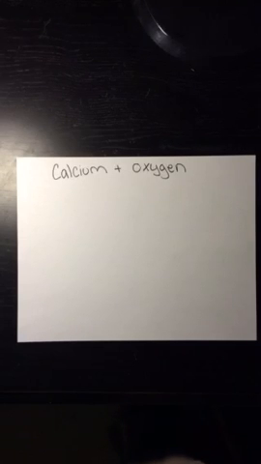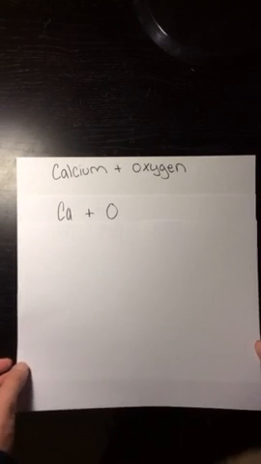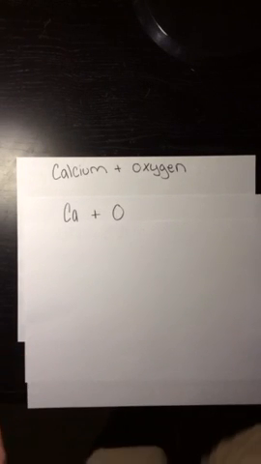So this is how we're going to solve and balance a prediction equation in chemistry. First, we're going to start off with the given information. So we're given calcium and oxygen, and we're going to convert it to its symbols found on the periodic table. So its symbols would be Ca plus O. Ca for calcium and O for oxygen. And we'd add those together.